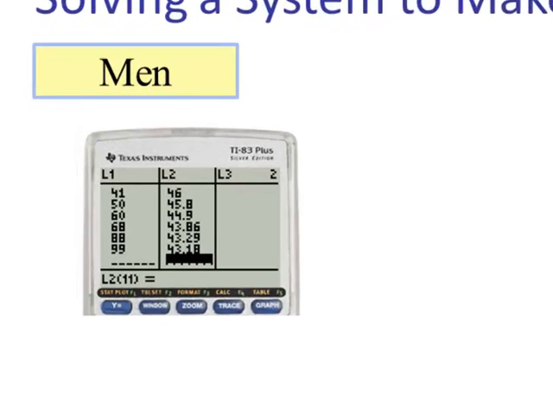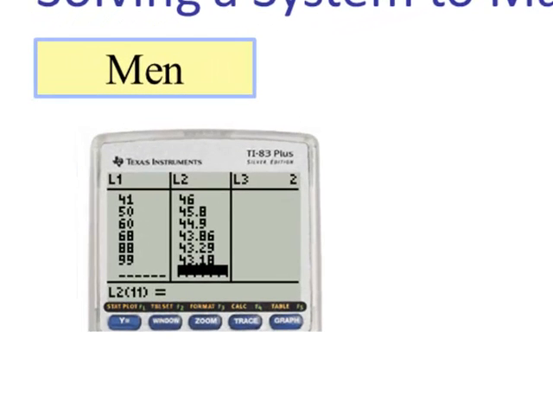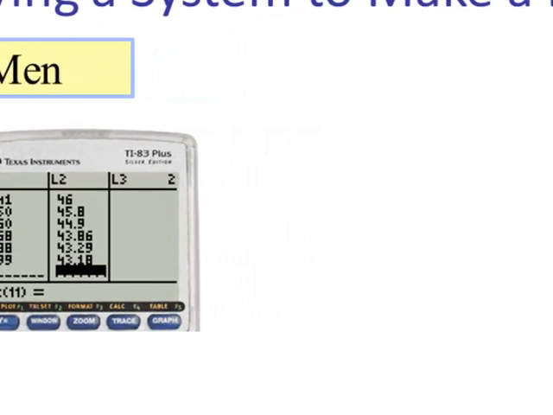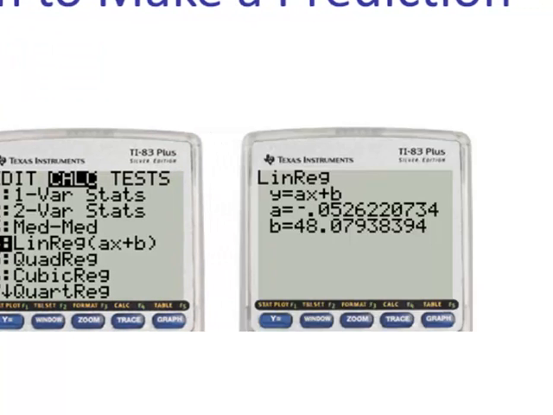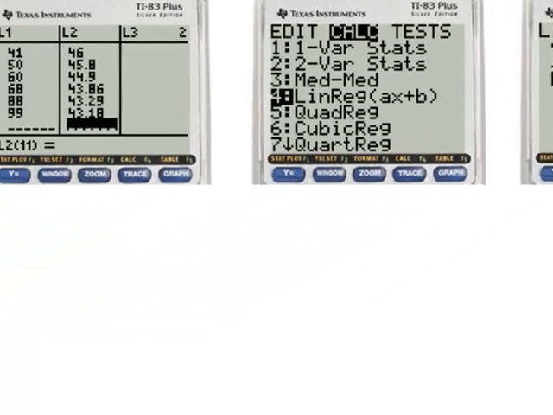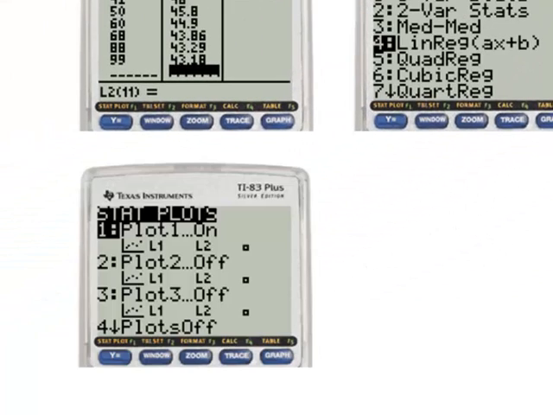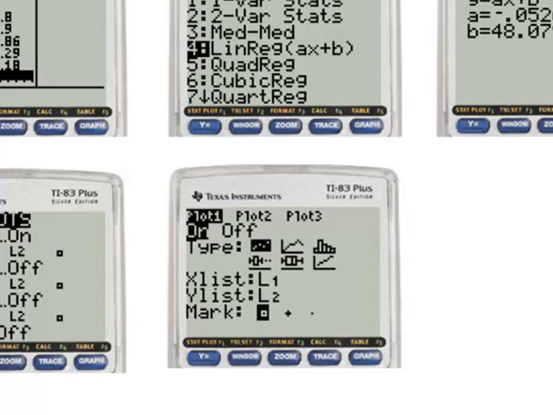For men, we enter the data in list 1 and list 2. We go to our linear regression command, and in this case the line of best fit for men is negative 0.053 T plus 48.08. To see how well this line of best fit fits the data points, hit second y equals, which is stat plot.